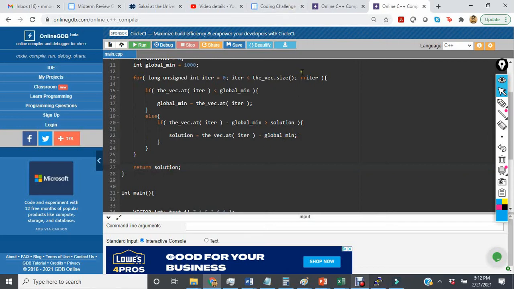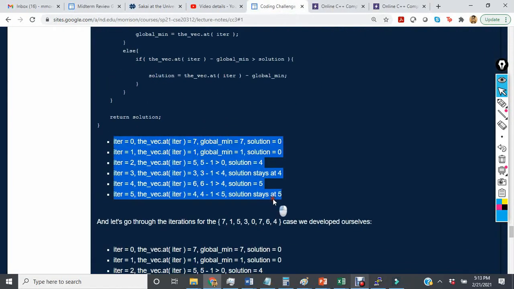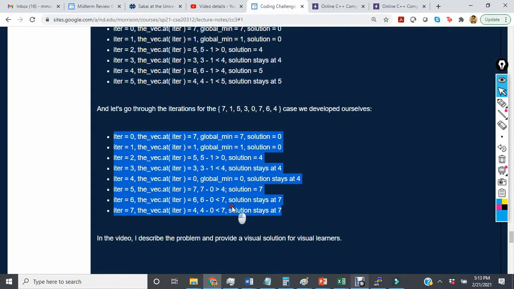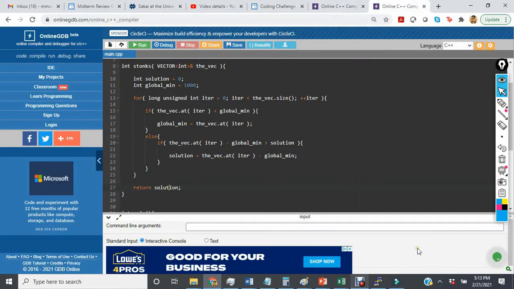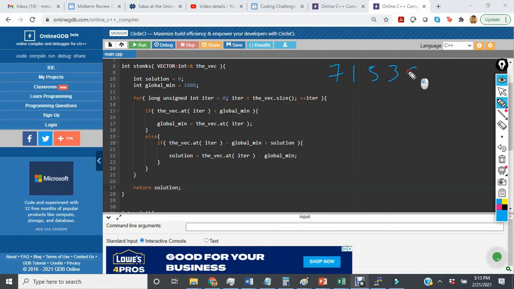So what's going to happen is I have it written out here, all these steps for 7, 1, 5, 3, 0, 7, 6, 4. I want to go through these and compare it to this code. 7, 1, 5, 3, 0, 7, 6, 4, that's correct. So here's what we're going to do. At this point, I'm going to write out what solution is and the global min is.